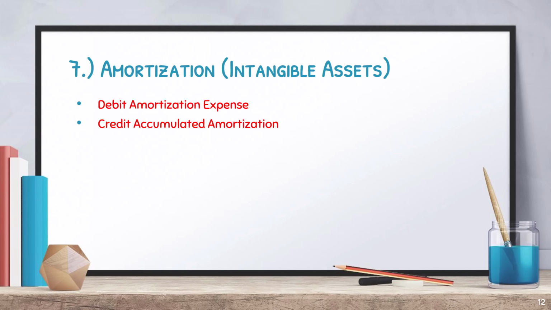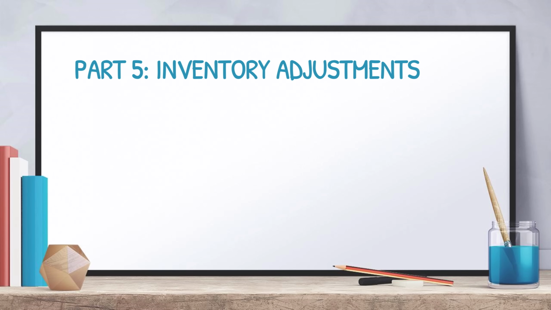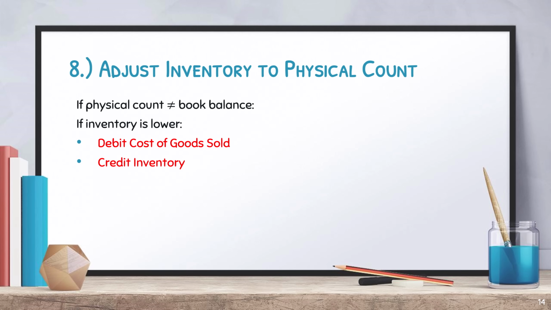Part 5, Inventory Adjustments. 8. Adjust inventory to physical count. If physical count is not equal to book balance, for example, if inventory is lower, book this entry. The logic is we thought we had more than we actually do. That difference becomes expense.